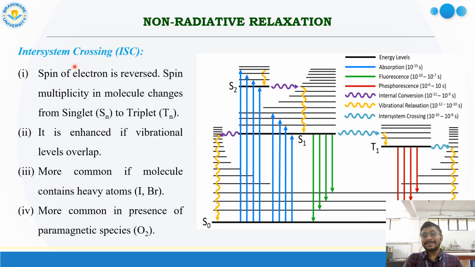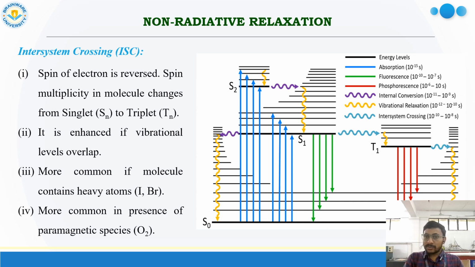Next one is inter-system crossing. Another possibility of a non-radiative relaxation is when the electron goes from excited singlet state to excited triplet state. So it is going from one system of singlet to another system of triplet, from S1 to T1. It will be termed as inter-system crossing. It is crossing the system from singlet to triplet, and that is why it is inter-system crossing.